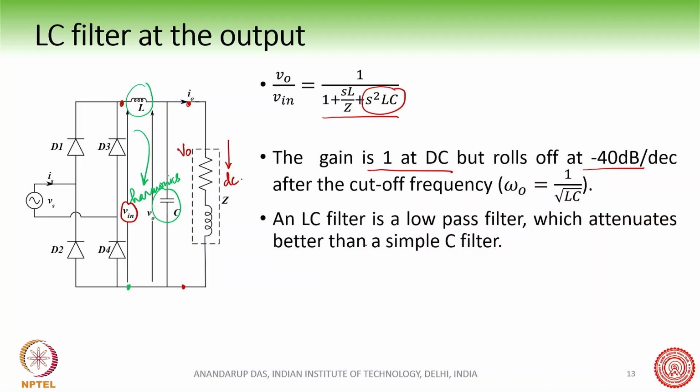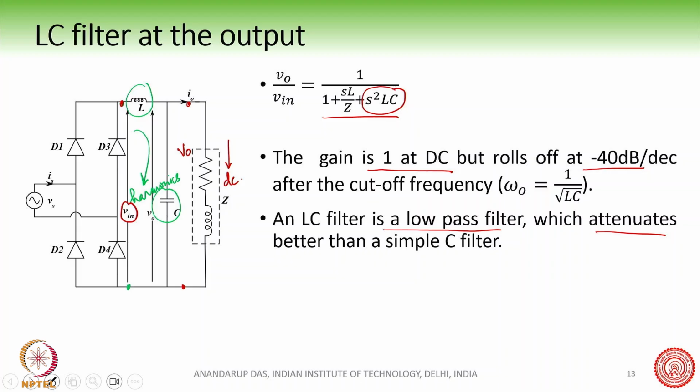Therefore this LC filter is a low pass filter, because at DC it has a gain of 1, and then the gain starts to fall, which is good because it attenuates the higher harmonics. All the 100 hertz, 200 hertz, all these even harmonics will be attenuated by the LC filter. That is good.